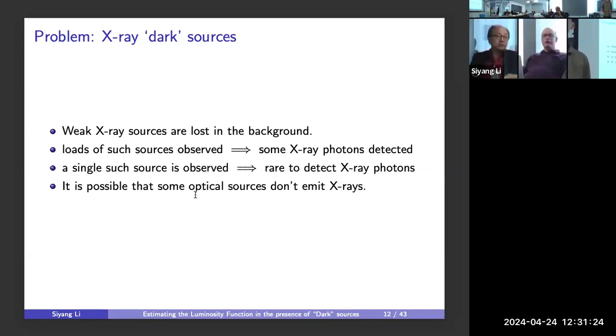Everything emits X-rays. Humans emit X-rays. Just very tiny little amounts.